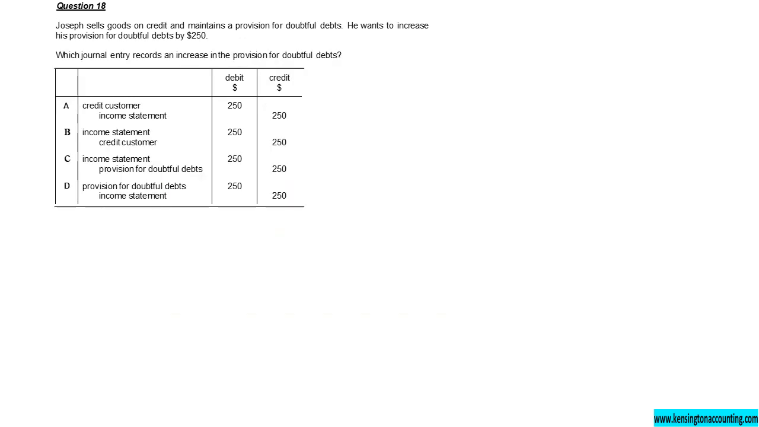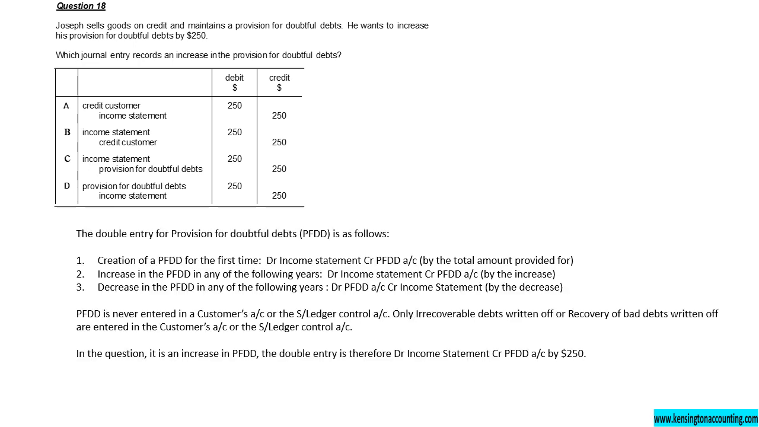Question 18 deals with the accounting entries for provision for doubtful debts. Let's have a quick recap of the accounting entries. When the business is creating a provision for doubtful debts for the first time, the entry is debit income statement and credit the provision for doubtful debts by the total amount being created, because it is the first year.